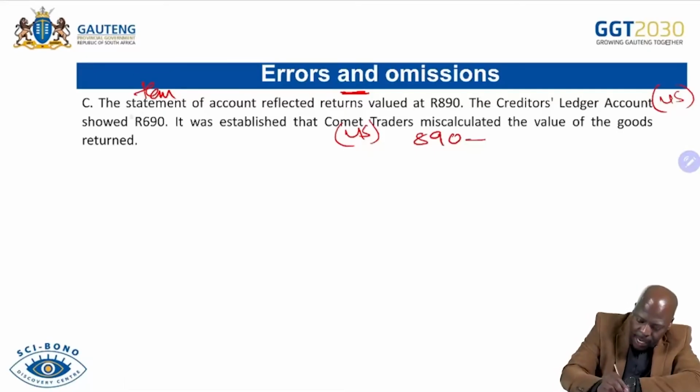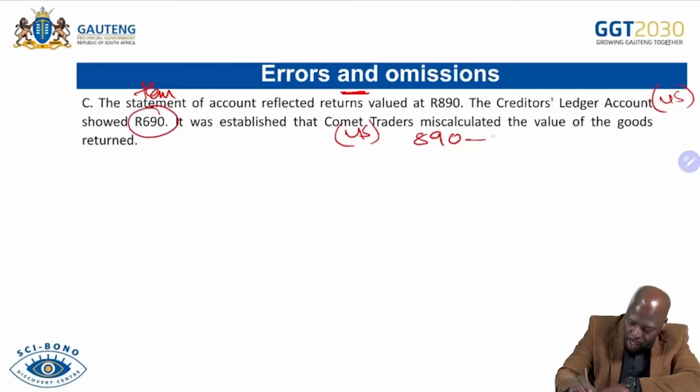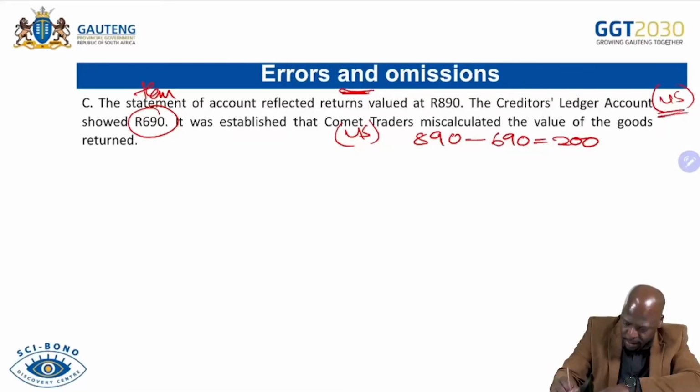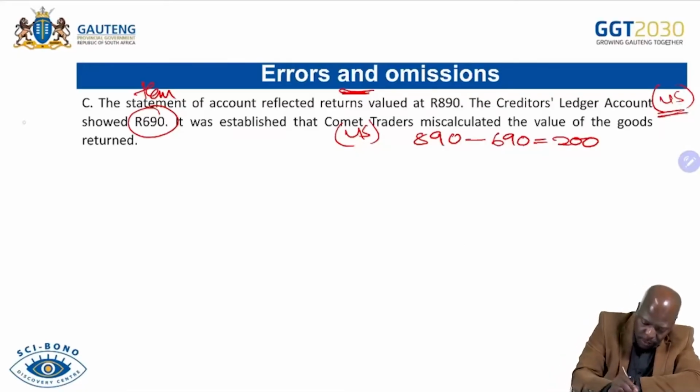According to our ledger, how much did we record? We recorded 690. Okay, so we understated by how much? By 200. But what was understated? Goods returned, which is a minus. Who has understated? Us. That means if we're to correct it, we're going to go to the creditors ledger, then we're going to say minus 200.